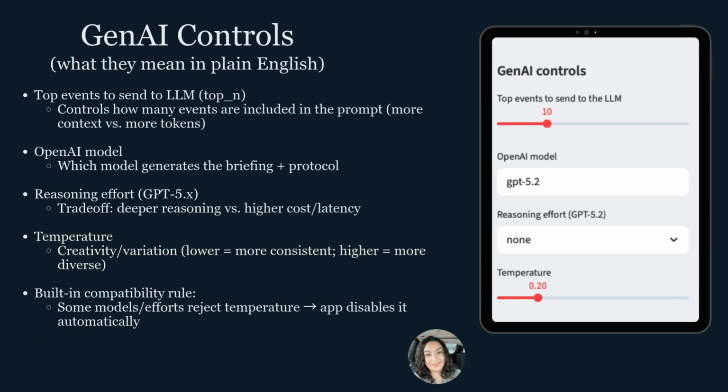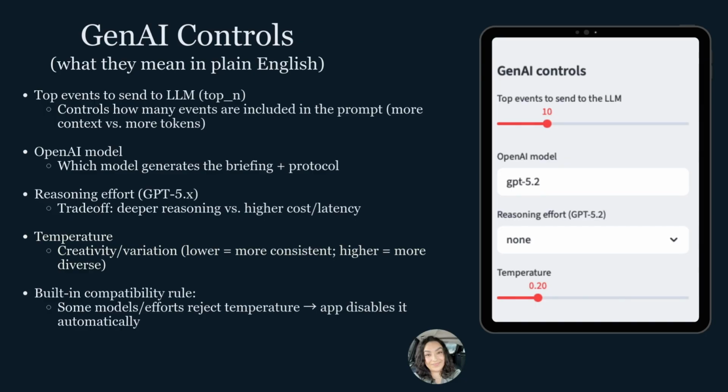On this slide, I'm showing the Gen AI controls we added to make the app flexible and transparent. The main idea is these settings change what context the model receives and how consistent or varied the output will be. So first, top events to send to the LLM, or top_n, controls how many earthquake events we include in the prompt when we generate the briefing.